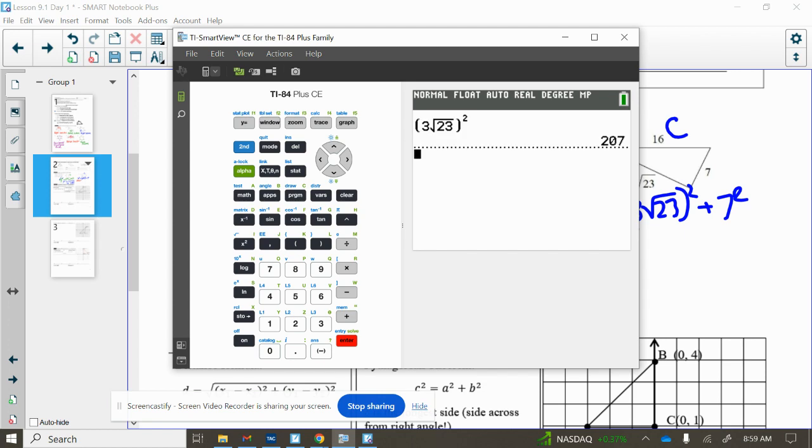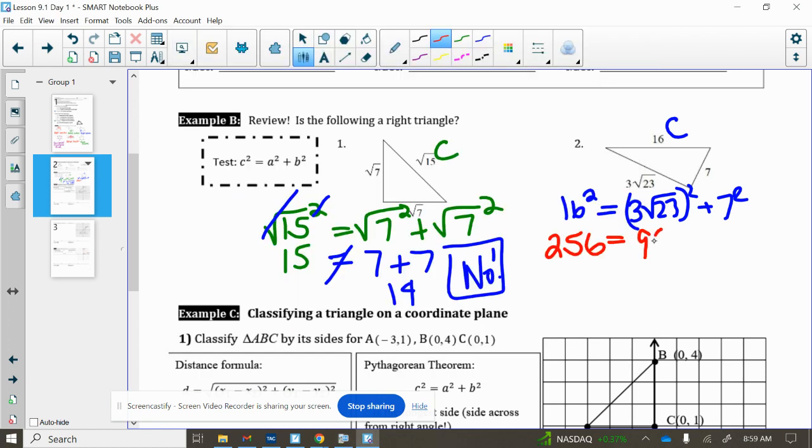Because essentially what's happening is the 3 gets squared, it becomes 9. The square root of 23 gets squared, it becomes 23. And that is 207. And then again, that's still getting added to 49. So we're checking out 207 plus 49.